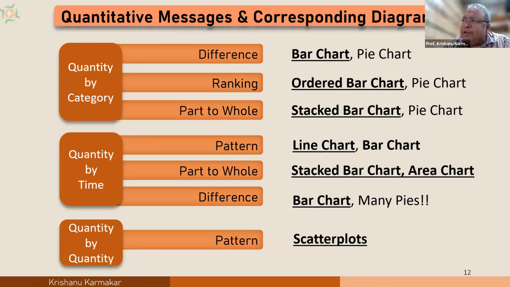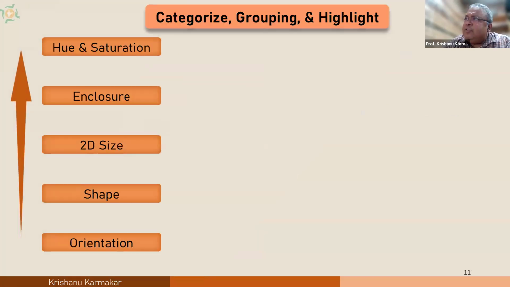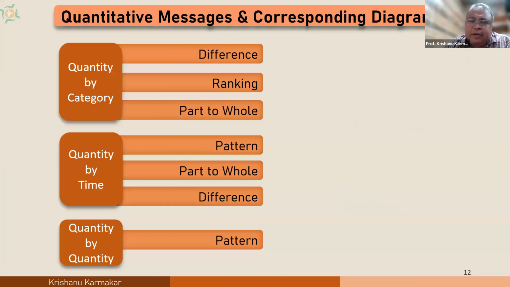So I will just finish it here. Let's go back to that earlier thing that I talked about, to bring everything together. There can be three types of messages: quantity by category, quantity by time, and quantity by quantity. Now, under them, there were different sub-messages: difference, ranking, part to whole, and finally pattern.